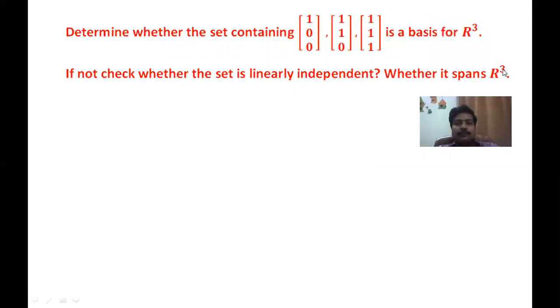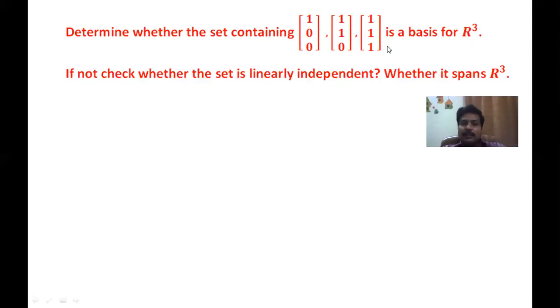This is the first one. Determine whether the set containing 100, 110, 111 is a basis for R3. So three column matrices are given, which are vectors of R3. We have to check whether the set containing these three vectors is a basis for R3 or not.